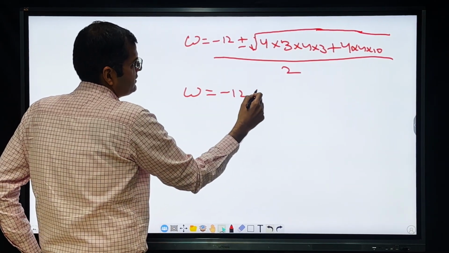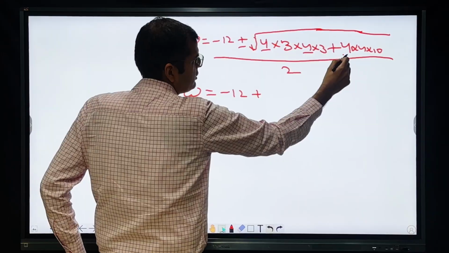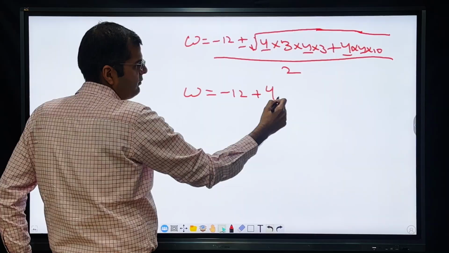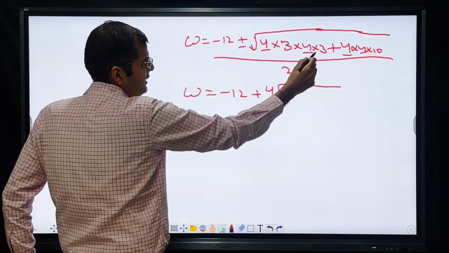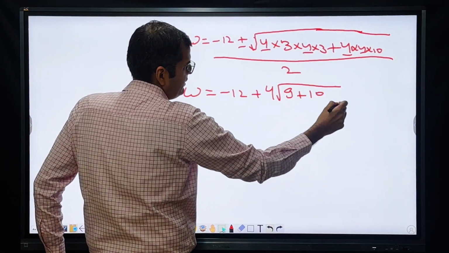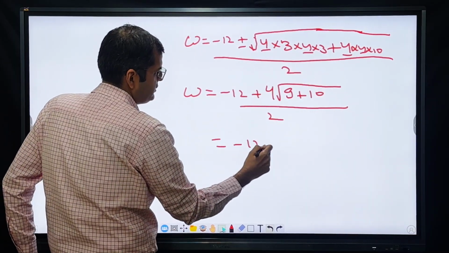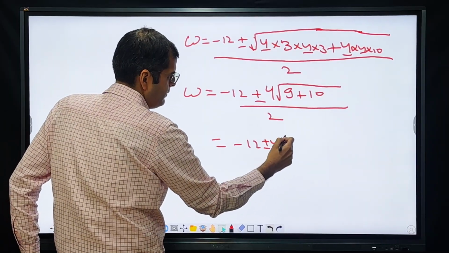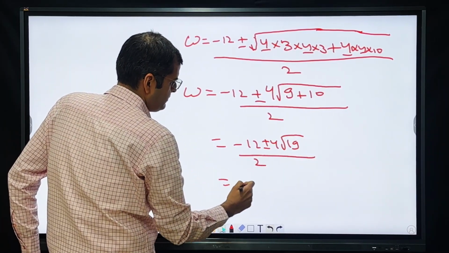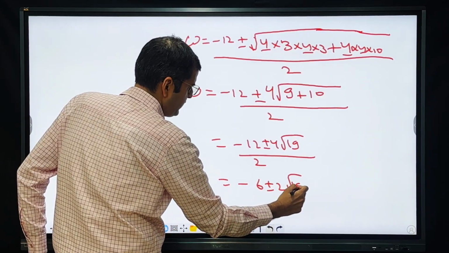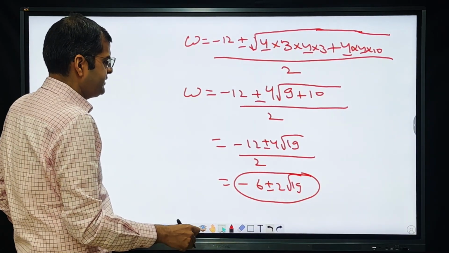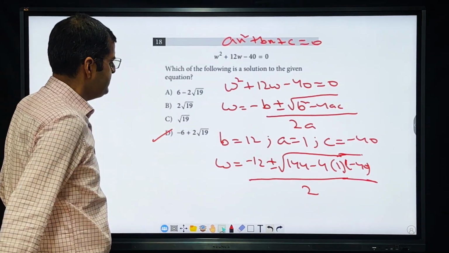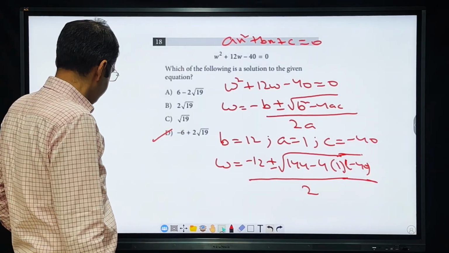From here I have two 4s and also I have two 4s here. So I can take those two 4s common out, and when they come out of the square root, it will become 4 only. So 4 into 3 is 9 and 10, divided by 2. That is minus 12 plus minus 4 root 19 by 2. That is minus 6 plus minus 2 root 19. That is the answer. So either it is minus 6 plus 2 root 19 or minus 6 minus 2 root 19. From the given options, option D says minus 6 plus 2 root 19 as the answer here.